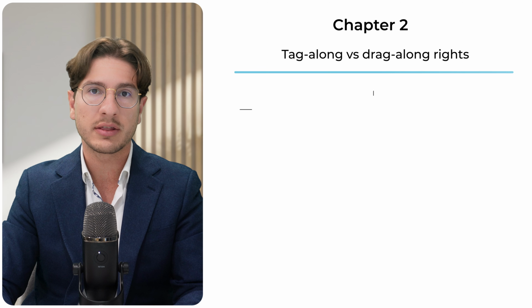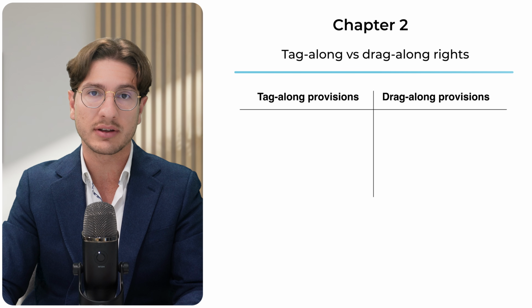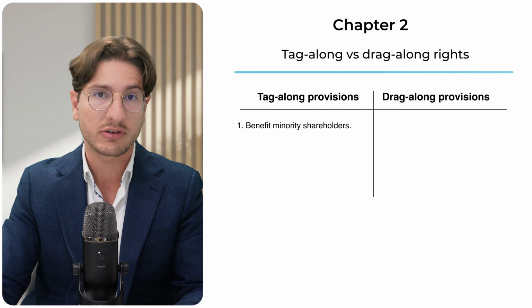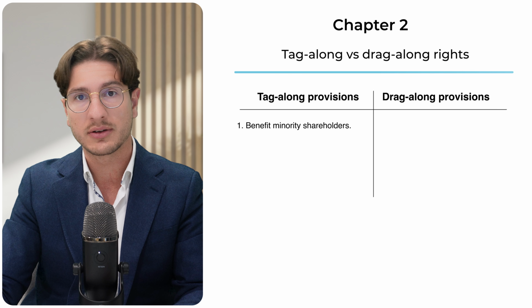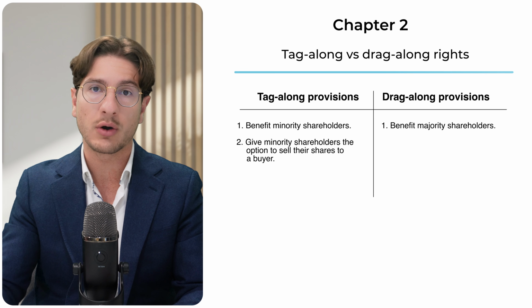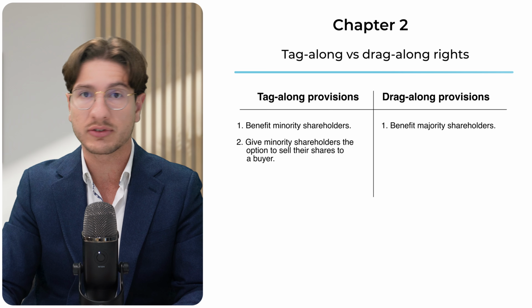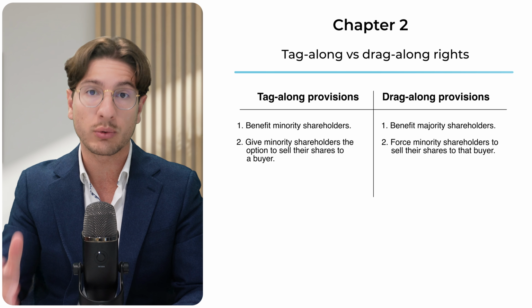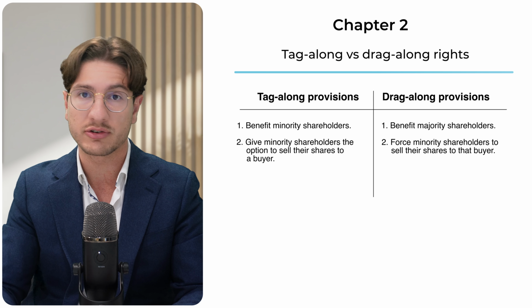Okay, so let's run through the key 3 differences between tag-along and drag-along provisions. The first is that tag-along rights benefit minority shareholders, whilst drag-along rights benefit majority shareholders. Secondly, tag-along rights give the option to minority shareholders to sell their share to a buyer, whilst drag-along rights or provisions force minority shareholders to sell their shares to that buyer.